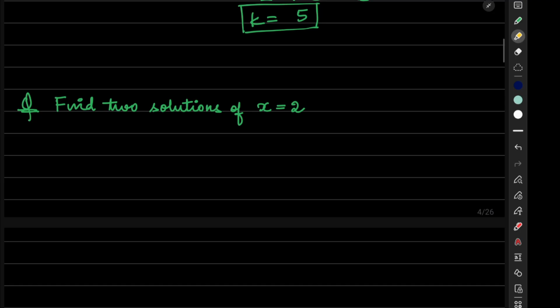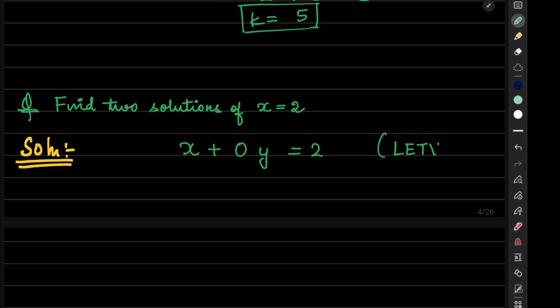You have to find two solutions of x equal to 0. So, this is again very important. Let's write the solution. So far what we were seeing, in order to find the solution, you were given an equation in two variables. Here, if you are given x equal to 2, I'm just going to put x plus 0 y equal to 2. So this is your linear equation in two variables, just for my reference.